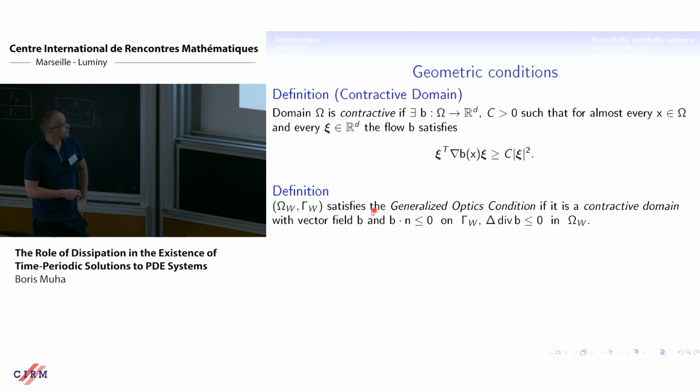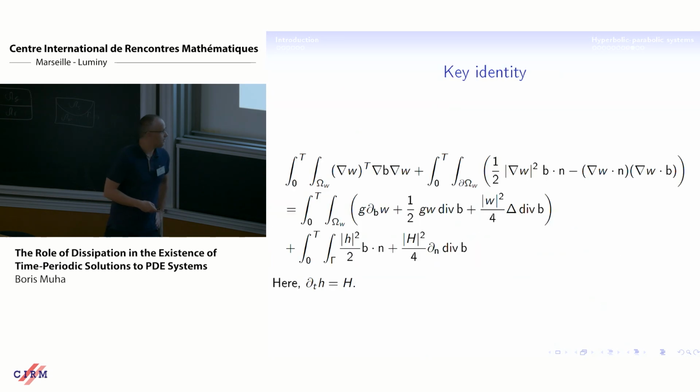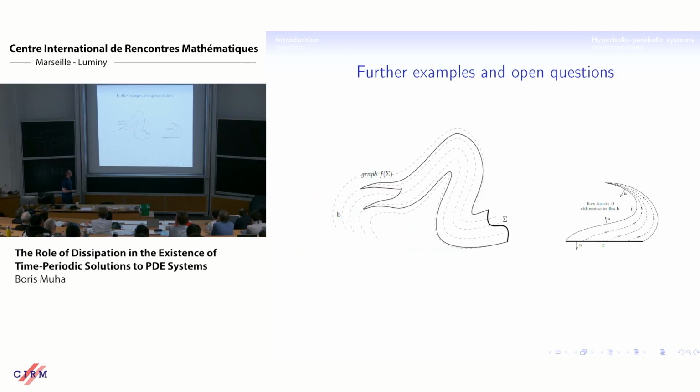We call it generalized optics because B is not just a linear vector field, but it's any vector field. And we also derive this generalized graph condition because basically you need to have some kind of Poincaré inequality satisfied. And I will not talk more. I will just show you a nice identity. So if you have a wave equation which satisfies Dirichlet and homogeneous Neumann boundary conditions, which is of course ill-posed, but let's say we have such a function, we have this very nice identity. And from this identity, we can derive an estimate. Let me just show you that.